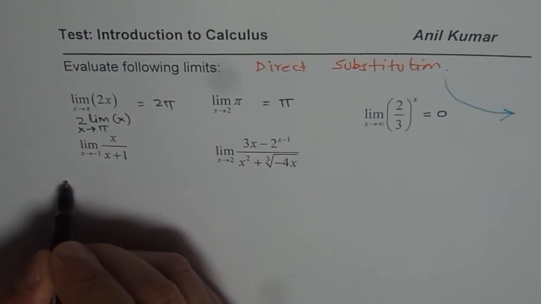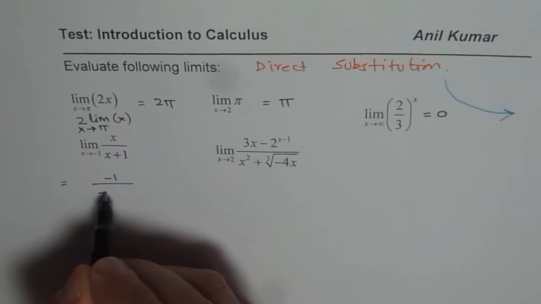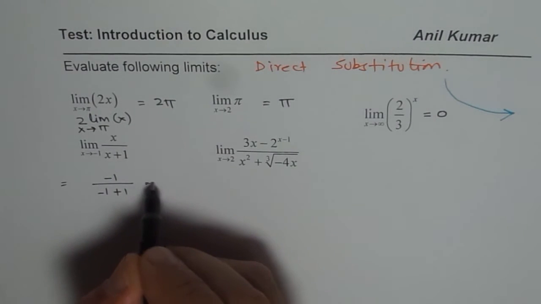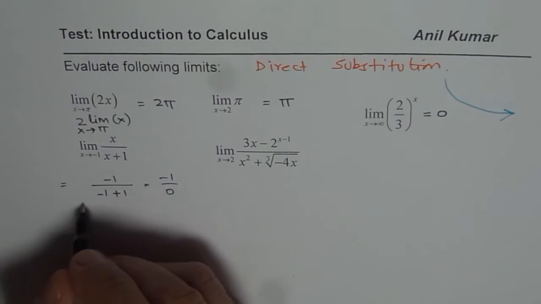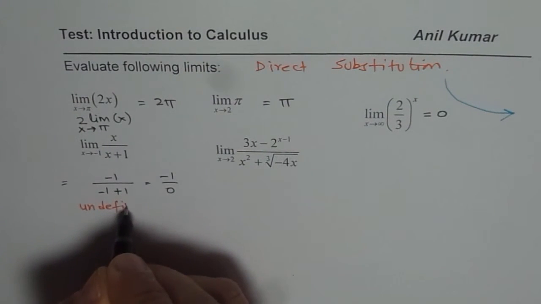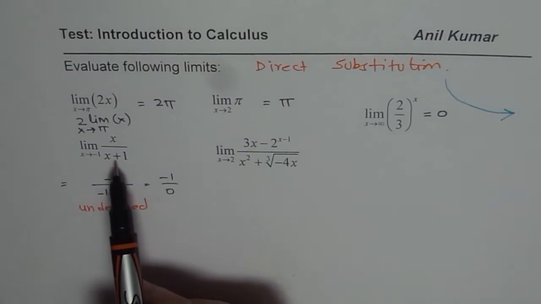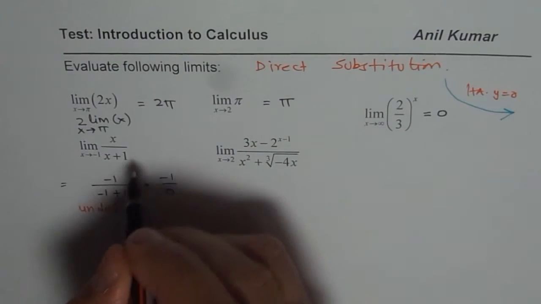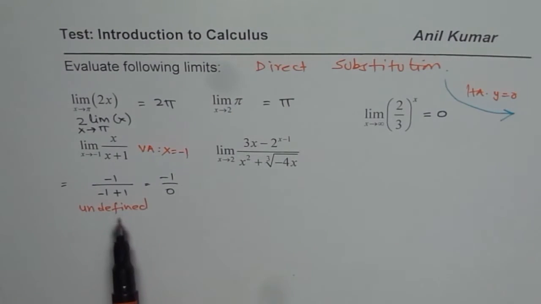The next one here is limit of this function. We can substitute minus 1 here. So we get minus 1 over minus 1 plus 1, and that gives us minus 1 over 0. Now that is undefined, and therefore the limit of this function is undefined. It is not 0 over 0, right? It's minus 1 over 0, and that is undefined. This has a vertical asymptote. See, that one has a horizontal asymptote, y equals 0. Here we have a vertical asymptote at x equals minus 1. So there is an infinite discontinuity here, and therefore this limit does not exist.